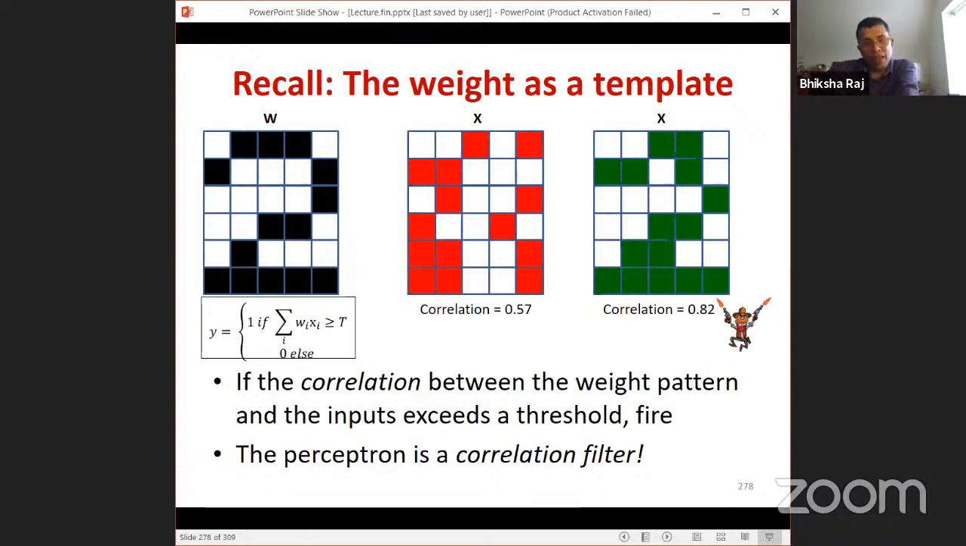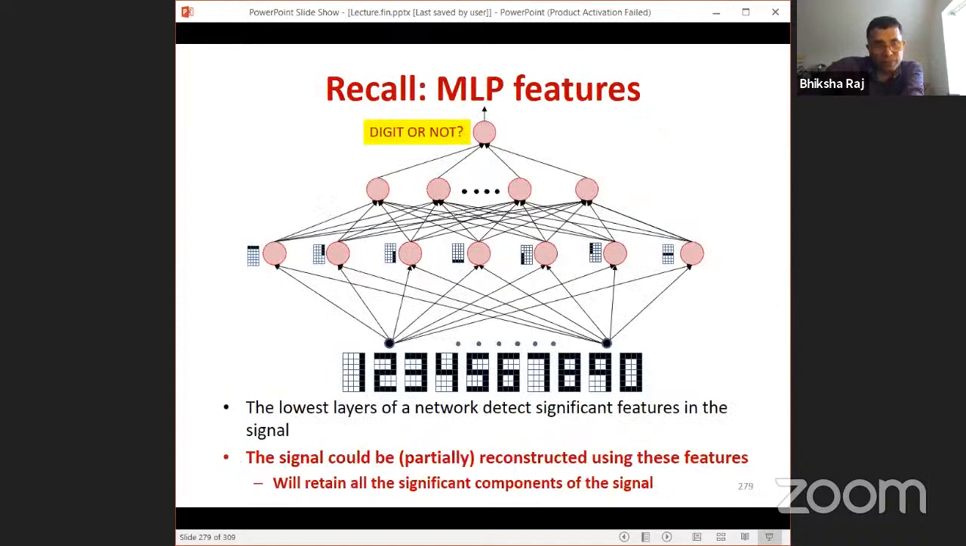So this is key. Let's say a perceptron is working on this 5x6 grid of inputs, which are images. If its weights form this 2 shape, and the perceptron fires, then you can say with high confidence that the input also had roughly this 2 shape, because the perceptron is a correlation filter. There was another question about the features earlier.